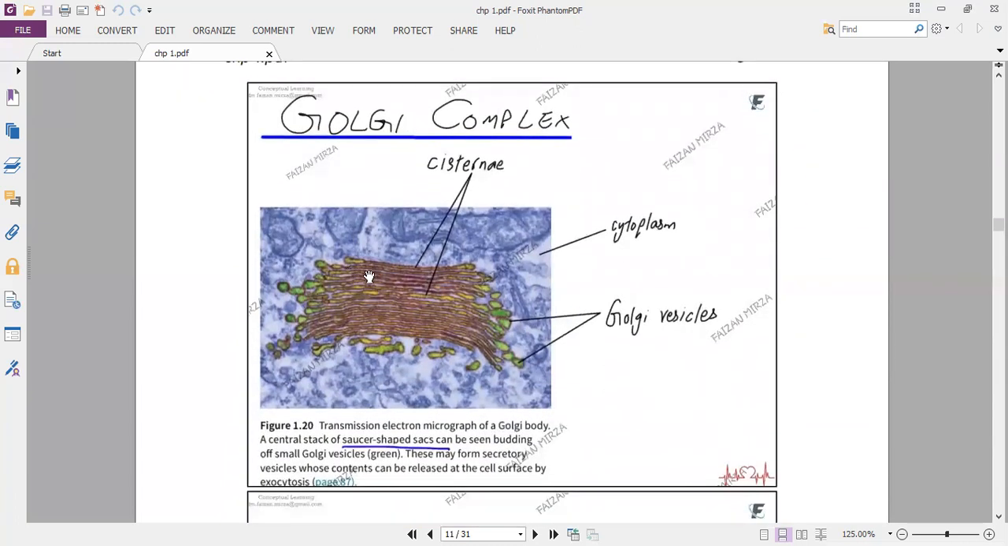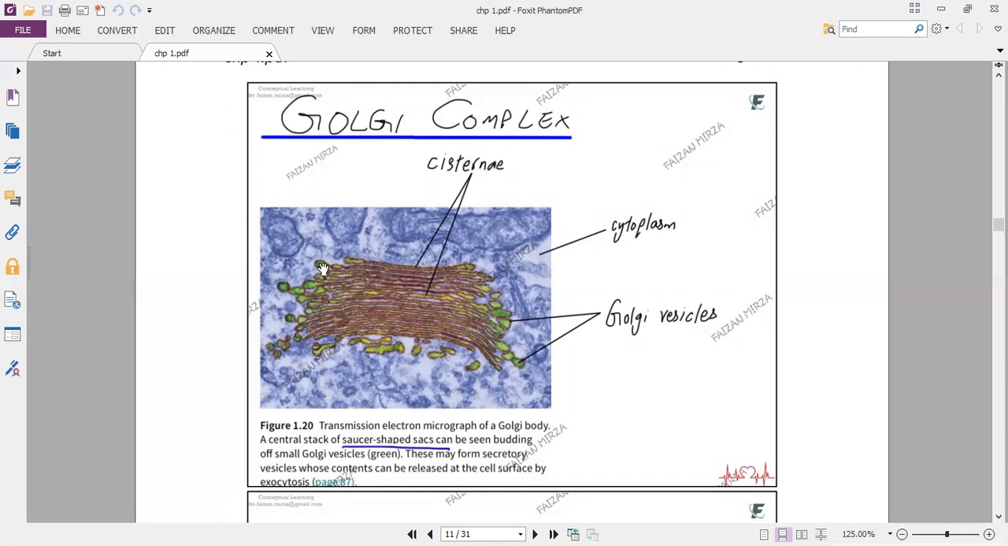This is the Golgi complex. You can see the Golgi complex is composed of saucer-shaped sacs. They are also cisternae. So the vesicles that pinched off initially from the rough ER and the smooth ER are delivered to the Golgi, and they fuse with the Golgi and cause the cisternae of the Golgi to grow.